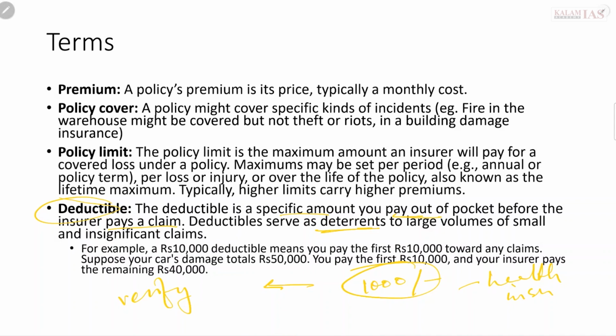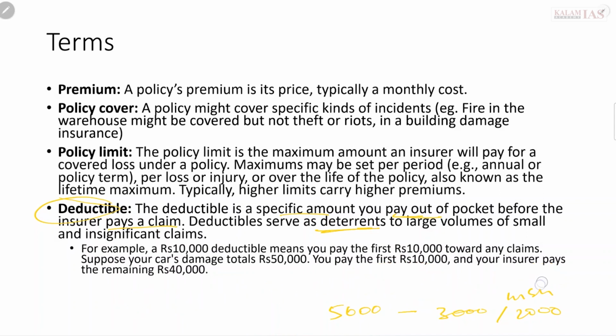sometimes they include a clause for deductibles that only when the bill is above 5000 and you have paid 3000 rupees shall we cover the remaining 2000 rupees. Such a clause might exist so that they know that you have paid a good amount of the bill and the bill was big enough that they can verify.